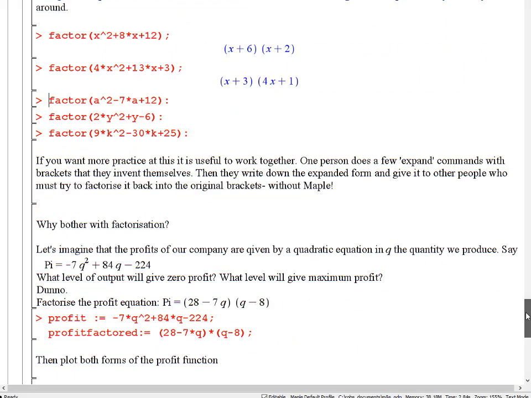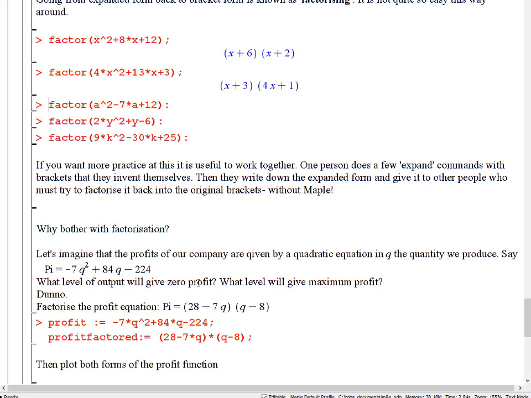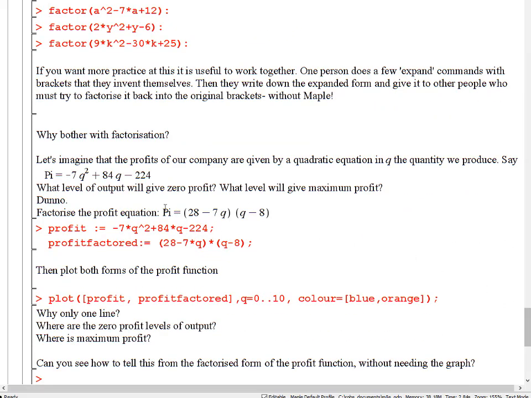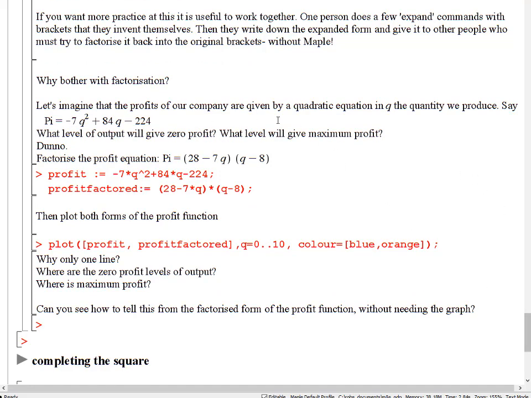Okay, so before we move on, why bother doing all this? It seems like it takes a lot of time and effort. Well, for example, let's imagine you are looking at the profits of a company, and the profits are given by this quadratic equation. So pi, which often stands for profits, is equal to this. And maybe the manager has asked you, as one of the employees, what level of output will give us maximum profit? That's what we want to go for.